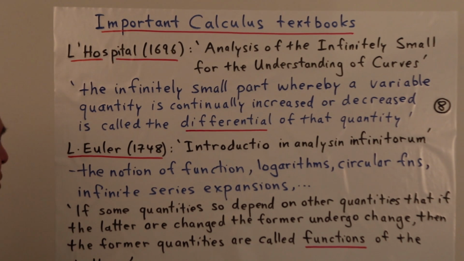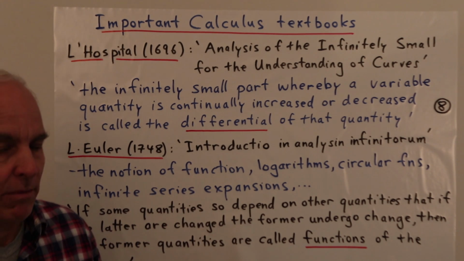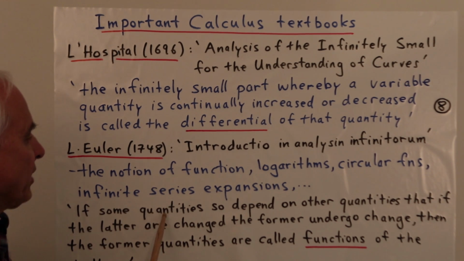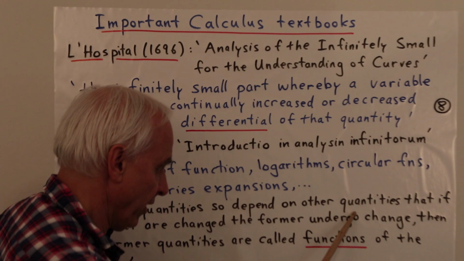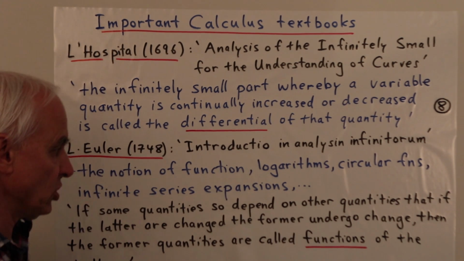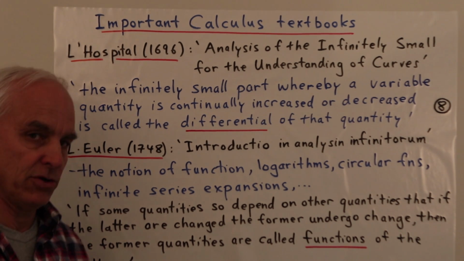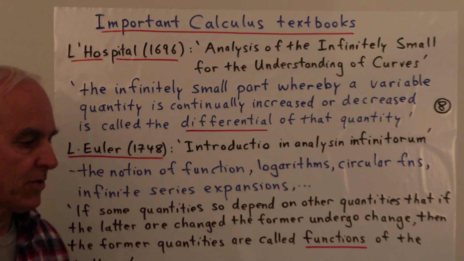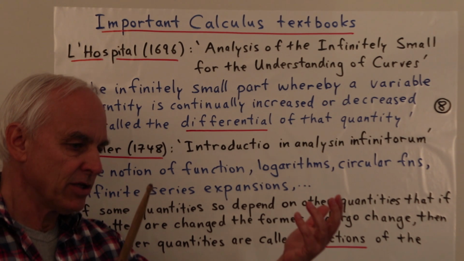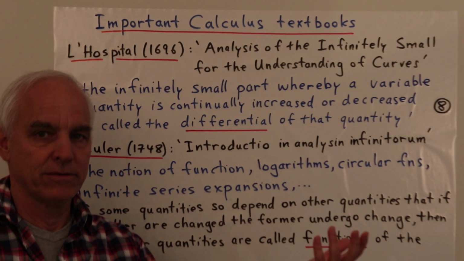And here's a quote from Euler where he talks about, what does the word function mean? It's an interesting question. Here's Euler. If some quantities so depend on other quantities that if the latter are changed, the former undergo change, then the former quantities are called functions of the latter. So it's in terms of quantities. If this quantity changes, then this quantity changes, then this is a function of that one.